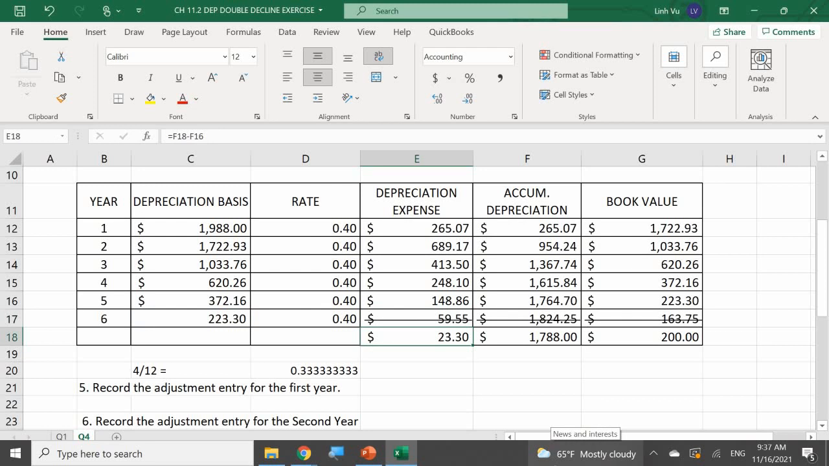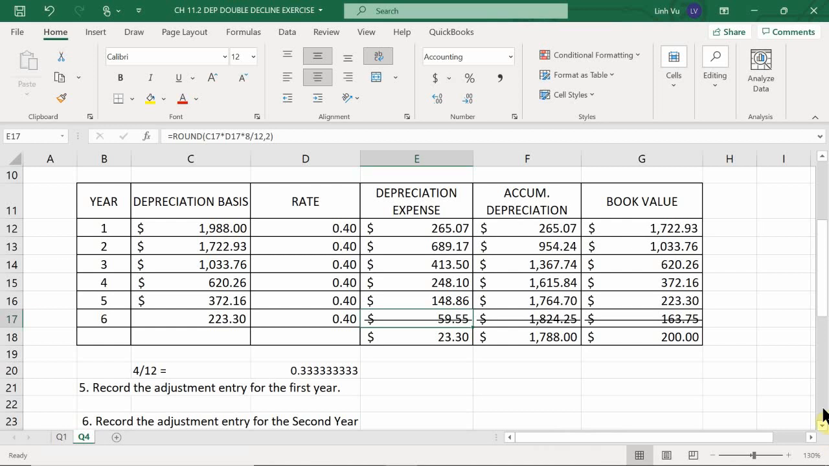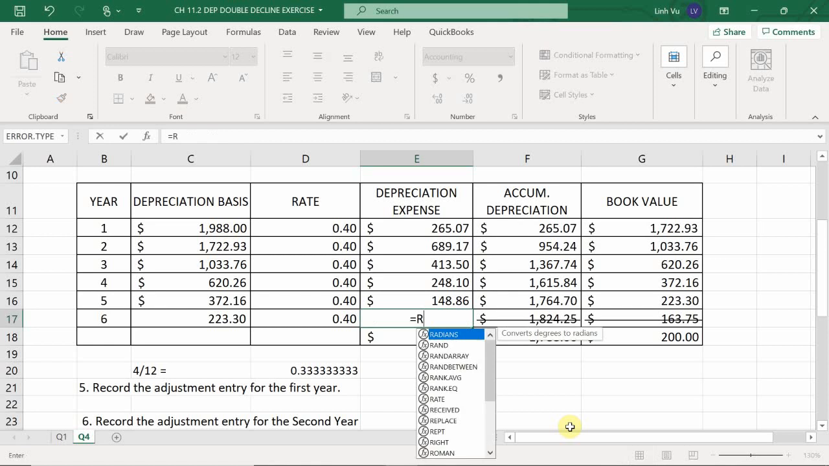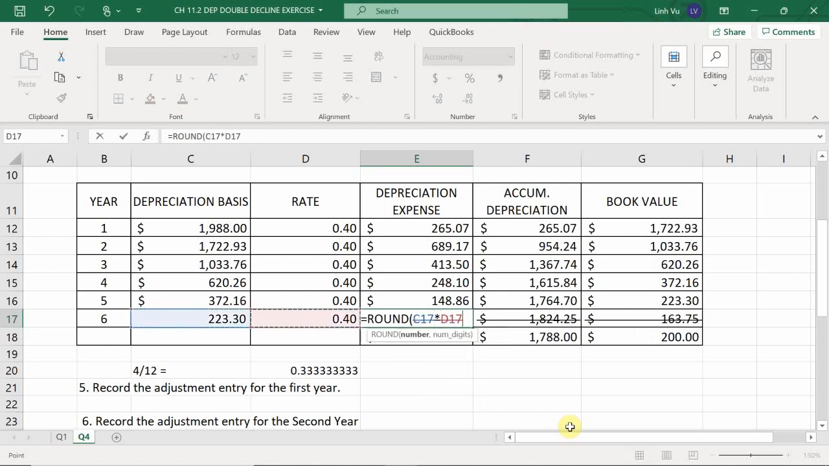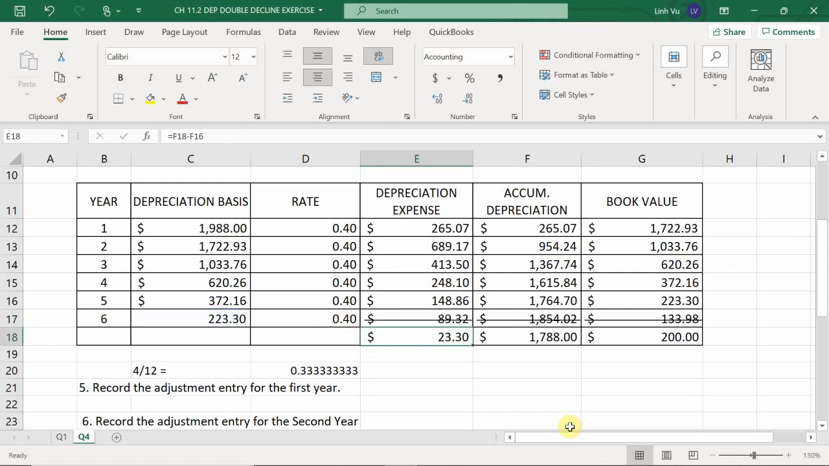So at the end of the day, it's still going to be way too much. It's still going to bring you down to a salvage value of 163. So you're still going to have to work backwards to solve for this. Let me go ahead and revert back to what it was previously, which was $89. So in this case, it is still going to be drastic.